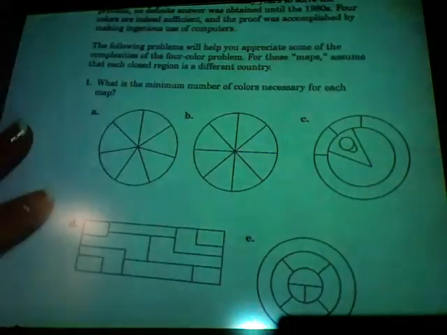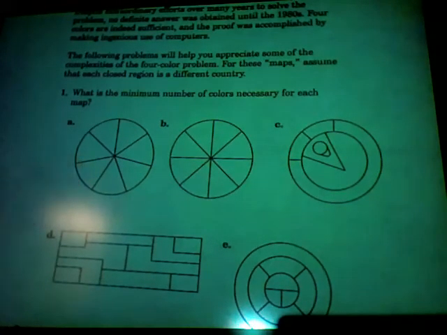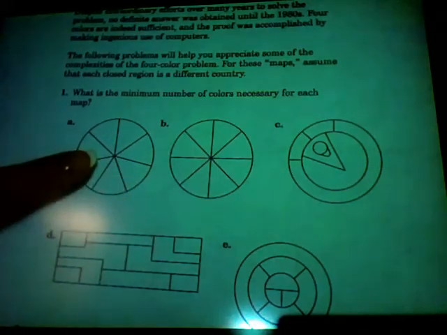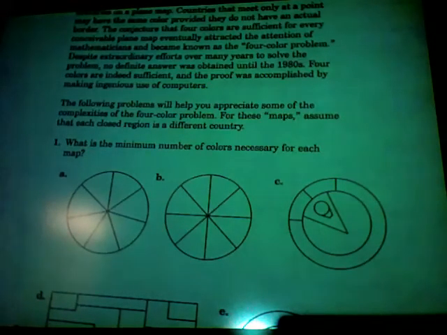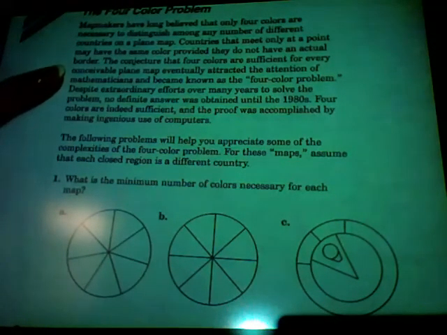So you've got several different choices here. I'm going to do the first one here with you. You have to decide what's the minimum number of colors necessary, because they obviously aren't going to ask the maximum. Because here, this is broken up into 7 pieces. So I could use at a maximum 7 different colors, couldn't I? That's not what they're asking. So could I use 1 color? And here's the important part that you have to look at. Countries that meet only at a point may have the same color provided they do not have an actual border.